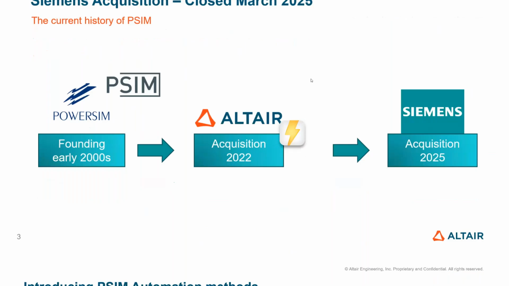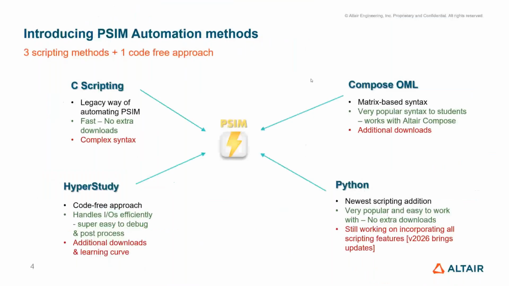So moving on, there are four methods to automate PSIM, and three of them are scripting methods, and one of them is a code-free approach. I will start with C scripting, which is the oldest. It's the legacy method of automating PSIM.